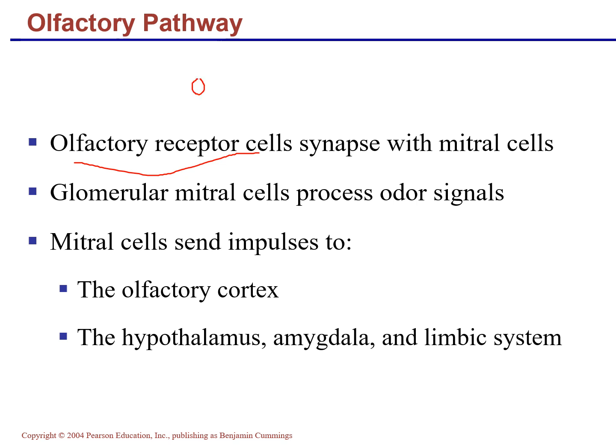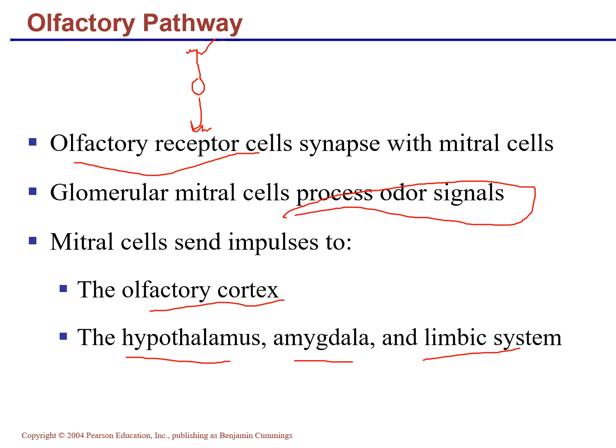They have their nucleus, and then they have an axon here and an axon here, and they both end in dendrites. It's a bipolar cell. And then the mitral cells process those odor signals. That's their job. And it sends impulses to the olfactory cortex, the hypothalamus, the amygdala, and the limbic system.